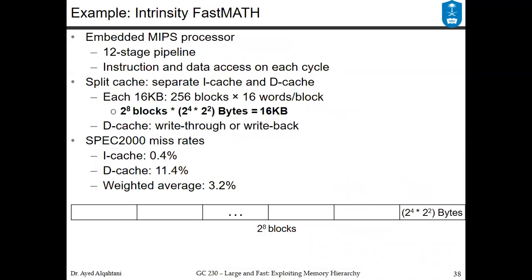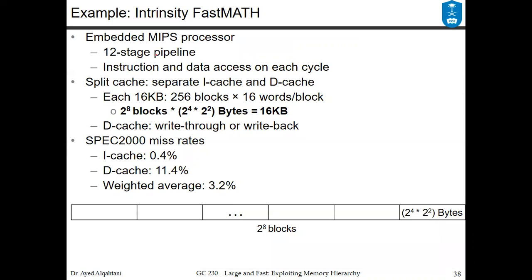Now, this is an example at the end. This example is a real case. It's called Intrinsity Fast Math. This is an embedded MIPS processor with a 12-stage pipeline. Our pipeline has only 5 stages. This one has 12 stages.